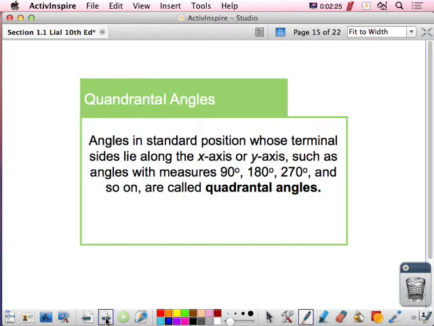So you can just keep rotating forever. But any quadrantal is going to be divisible by 90. So that's something you need to know as well. Repeat that word, quadrantal.